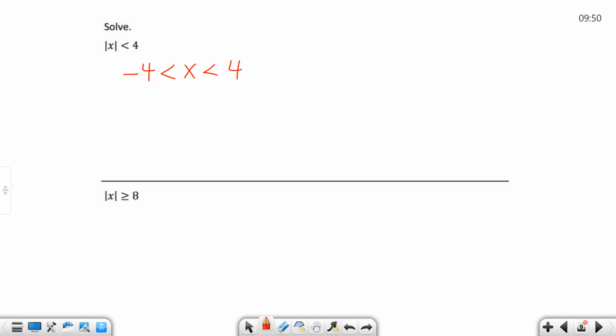Because it was less than a positive number, it made sense, and we went ahead and did this. If it had been less than a negative number, we'd say garbage. No solution. Okay? So here, how do I get X by itself? Well, guess what? It already is by itself. So what I want to do is I want to write it on my number line, draw it on a number line, and then write interval notation.